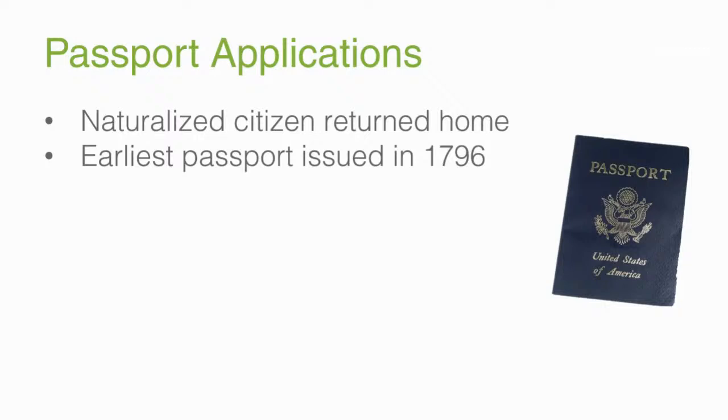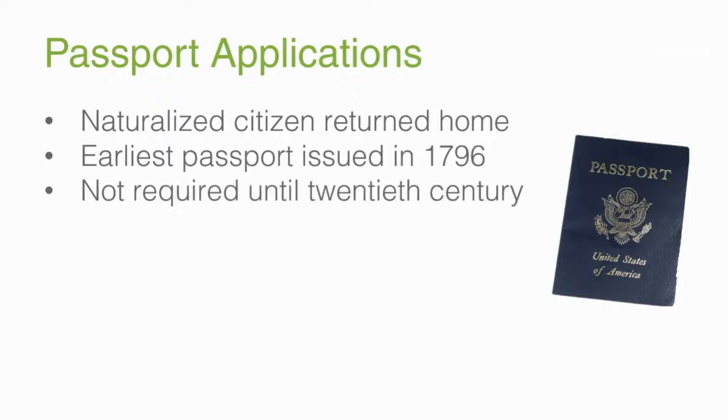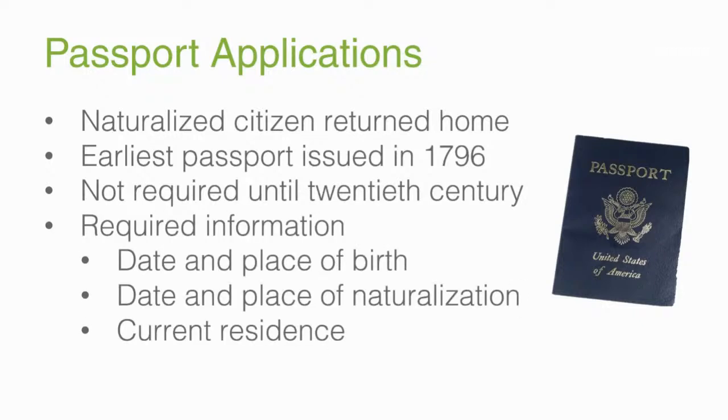So it became kind of evidence that they had naturalized and that they had changed their loyalty to the US, and so they were no longer subject to some of those things. Passports themselves weren't actually required until the 20th century, so you'll see more and more of them as time goes on. Required information to apply for a passport included the date and place of birth, their date and place of naturalization, and their current residence.